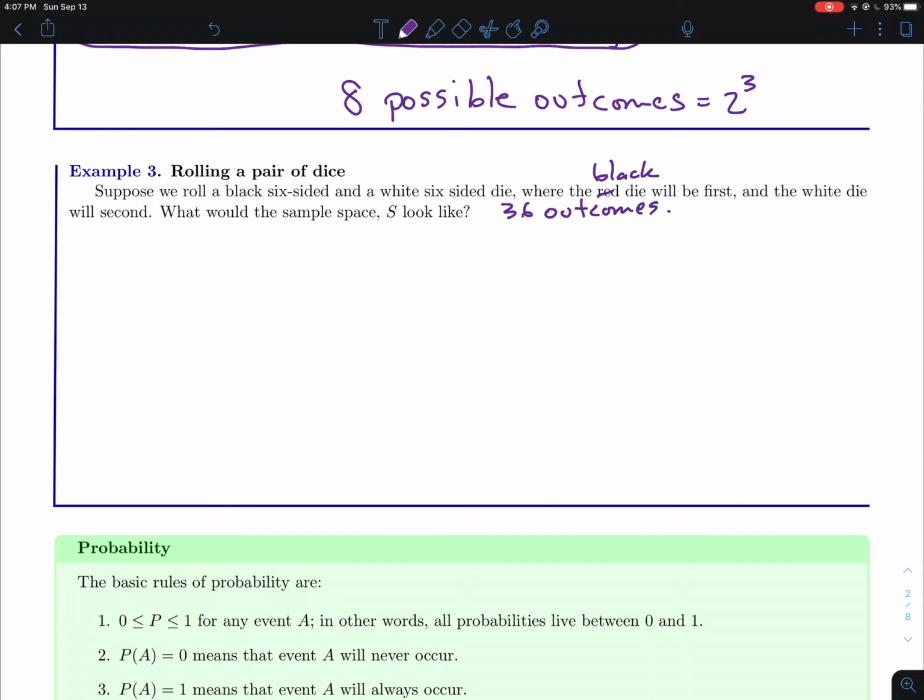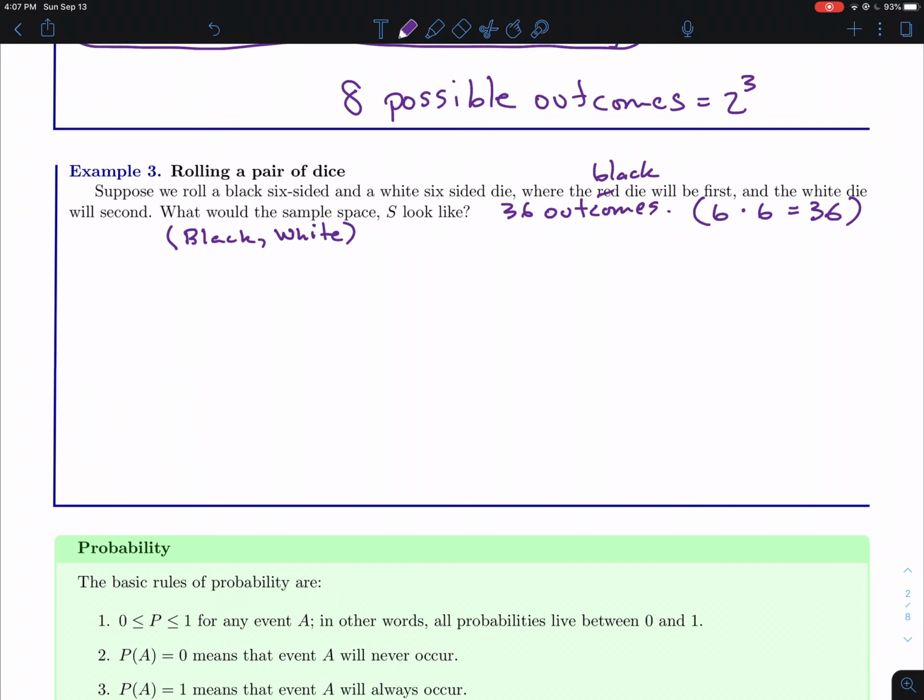Because the idea is I've got 6 choices for the first position, and I've got 6 choices for the second position. So in this case, I'm going to get 36 possible outcomes that I can get. So the way I'm going to write these down, again, is a big list of ordered pairs. So I'm going to put the black die first and the white die second.